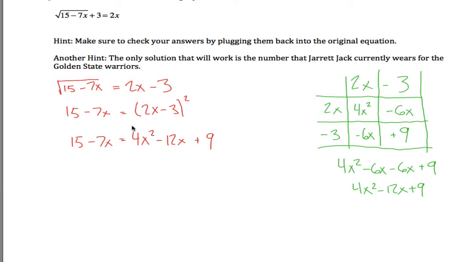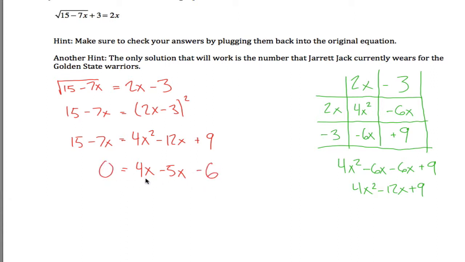Turns out this is a lot easier to solve than what we started with. Still a little bit of work to do. Anytime you have an x squared term and an x term, the way you want to solve these equations is by getting all the terms on one side of the equation. So maybe I'll add 7x to both sides of the equation. Negative 12x plus 7x is negative 5x. And then I'll subtract 15 from both sides of the equation. 9 minus 15 is negative 6.